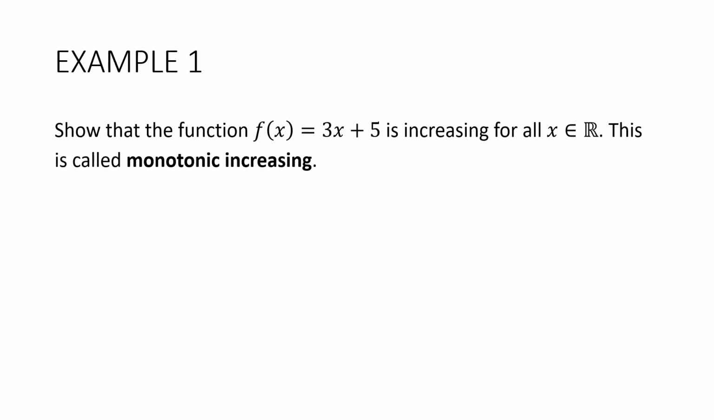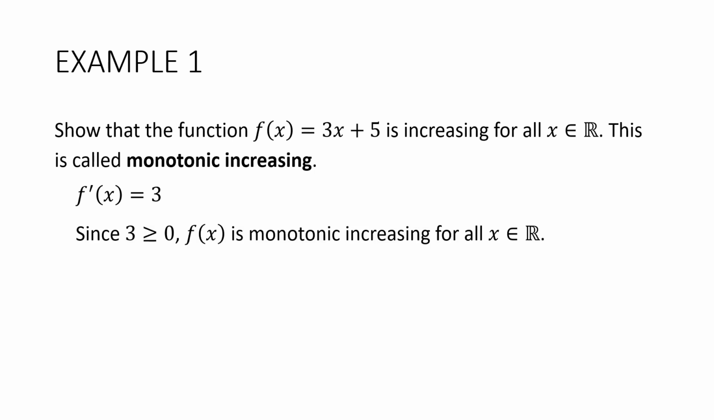Here's an example. Show that the function f of x is equal to 3x plus 5 is increasing for all real numbers x. Now this is called monotonic increasing, which means always. So we find the derivative, which is equal to 3, and since 3 is always greater than or equal to 0, f of x is monotonic increasing for all real numbers x.